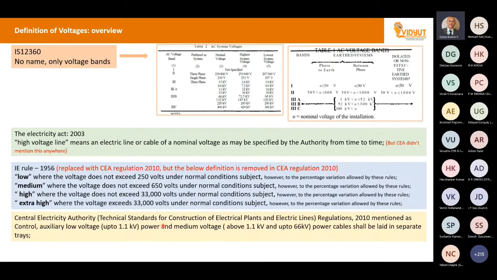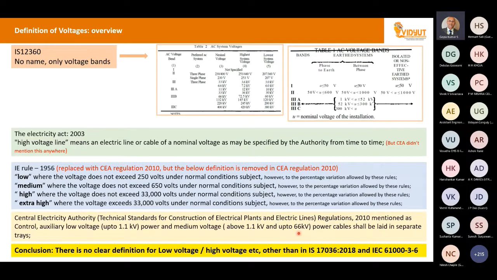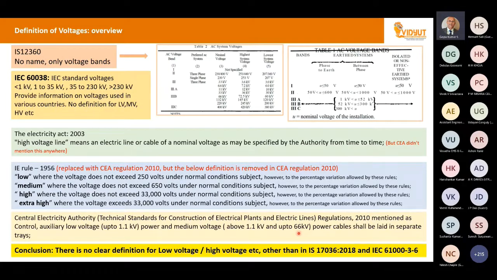The CEA technical standards for construction regulation mentioned auxiliary voltage or control voltage, 1.1 kV low voltage, and medium voltage above 1.1 kV up to 66 kV. So basically, if we look at our rules and regulations, there are so many definitions. Nowhere is it clear which one people need to follow. As a result, what happens is total confusion.